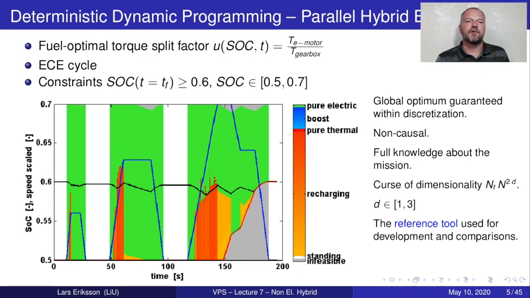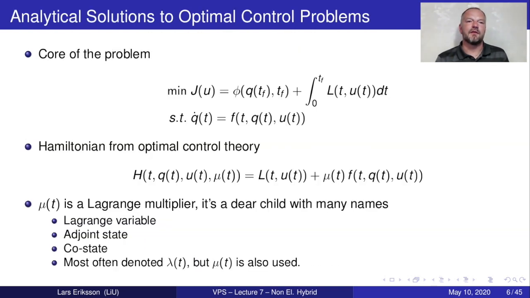And it is also generic, so you can use more or less any nonlinear model for your vehicle and engine system. The next step that you are working with in hand-in assignment number 3 is to develop analytical solutions to optimal control problems. The core of the problem is that we have a functional that we're minimizing, where we have an integral and possibly an endpoint function. We have the differential equation for the system.